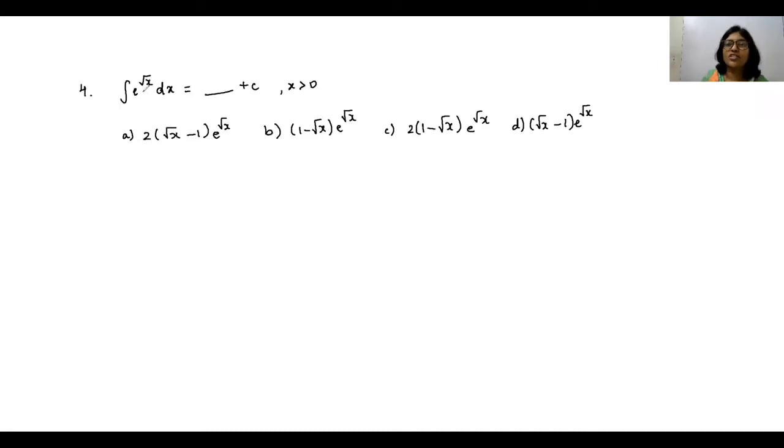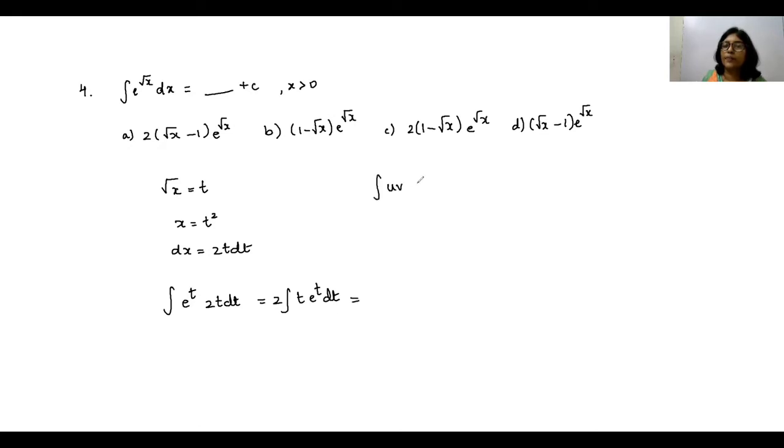This is a so easy question. Let's put root x as t. So x becomes t square, differentiating on both sides. And let's put this value in the integral. Root x is t, dx is 2t dt. So this is a question where we have to integrate by parts, applying integration of uv. So here our u is t and v is e raised to t.